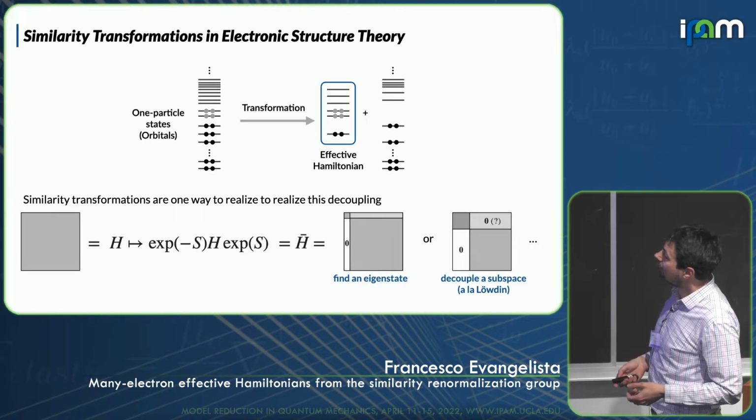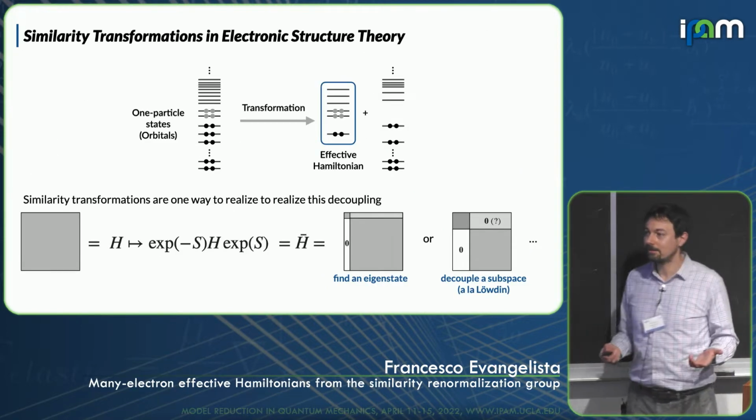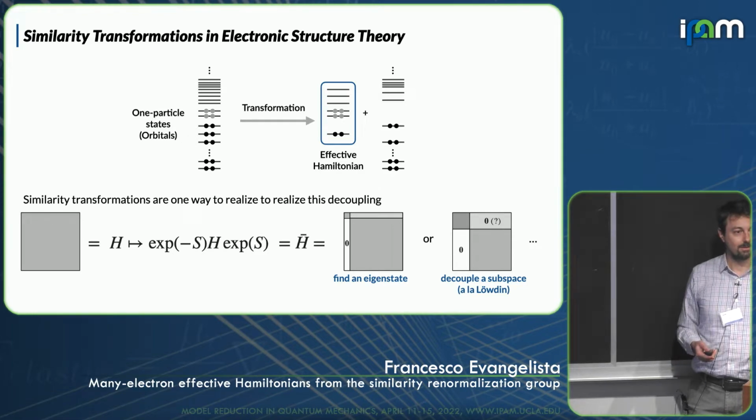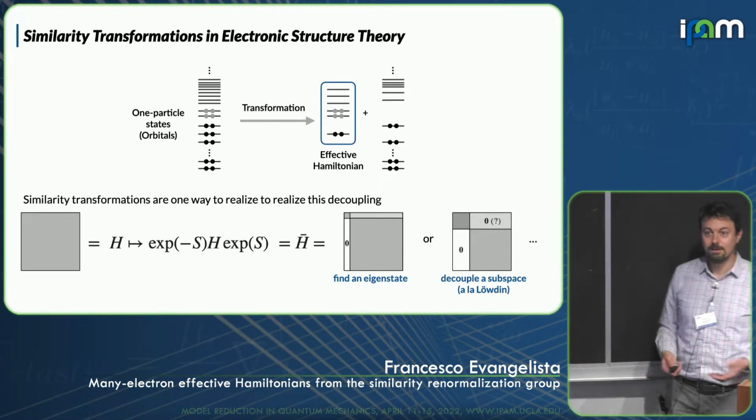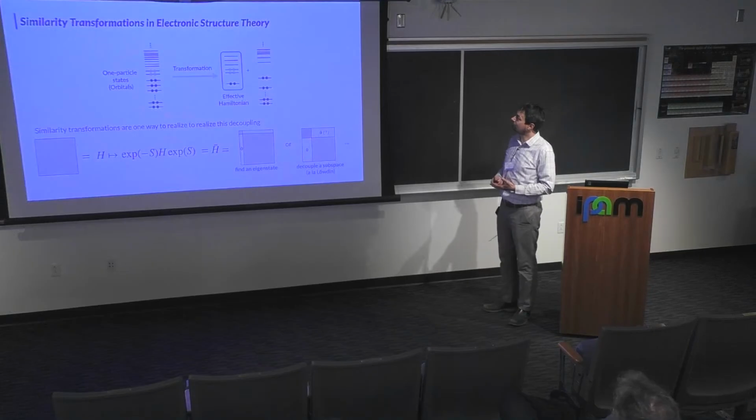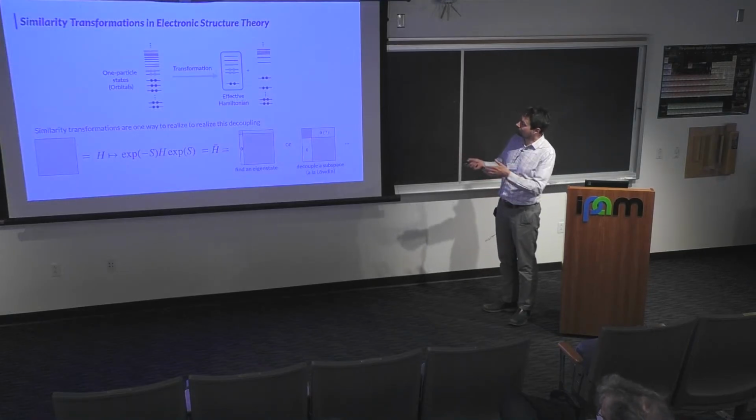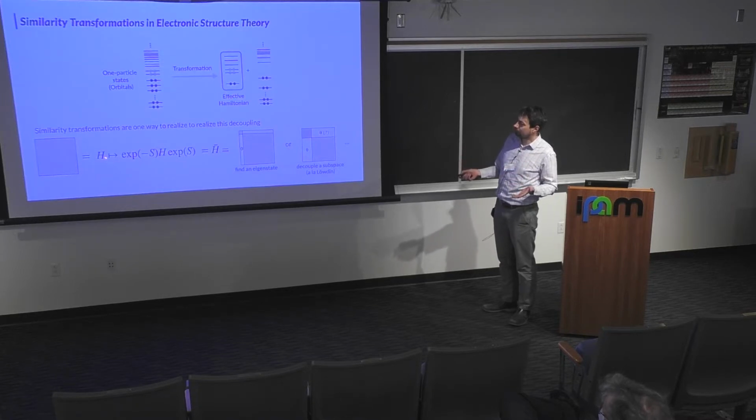All right, so the technique I'm going to talk to you about today is, I think, a very natural way to do model reduction, and that is to use similarity transformations. Specifically, this partitioning and decoupling of degrees of freedom is going to happen in the form of a transformation of the Hamiltonian. This is a similarity transformation.